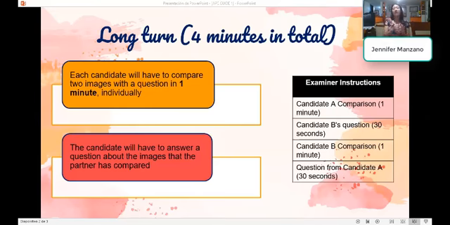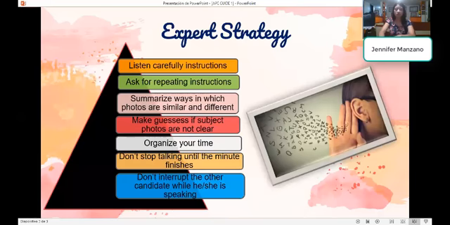The process of this part is the following. First, we have the summary instructions. Then we will have the candidate A comparison in 1 minute. Then the candidate B question in 30 seconds. And then again the candidate B comparison in 1 minute. And finally, the question for candidate A in 30 seconds. For this, we have to take into account some expert strategies in order to give a good speaking performance.